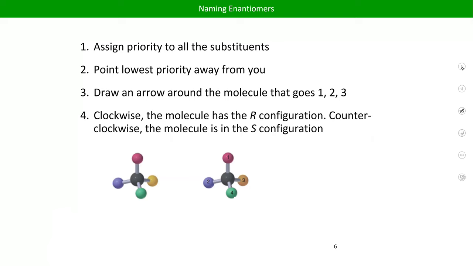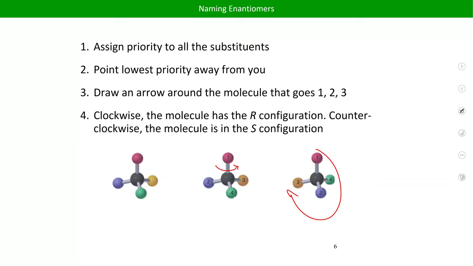This is showing the other rotation. You can keep one constant and rotate 2, 3, and 4. We wind up with 4 going into the board, 2 comes forward, 3 goes where 2 was. So we're rotating around that axis and keeping one in the same spot. But again, once we do that, 4 is in the back, draw an arrow 1 to 2 to 3, it's still clockwise. So that's the whole point of this procedure: you get the right handedness for the molecule, regardless of what rotation you do.